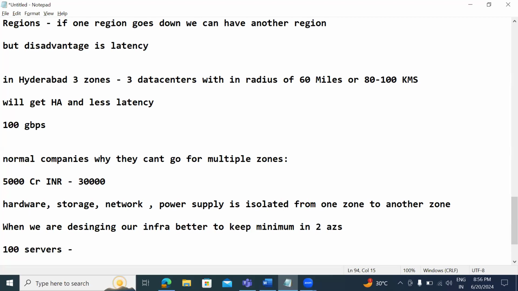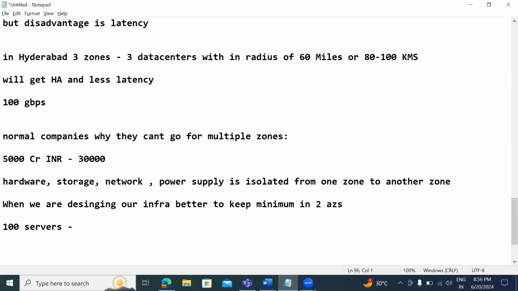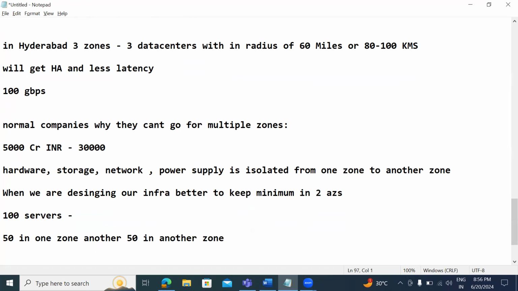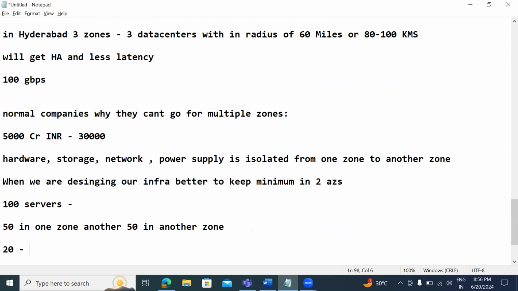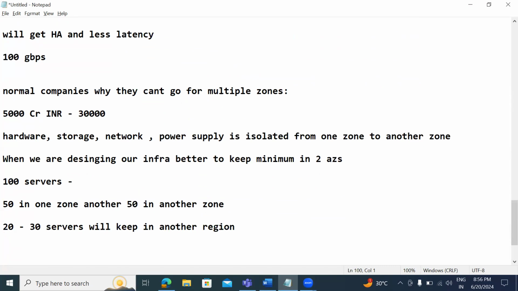Maybe 50 in one zone and another 50 in another zone. Otherwise, maybe 30, 30, 40 also we can go. Then 20 to 30 servers we will keep in another region also. That means if your business needs 100 servers, it's better to go 20 to 30% higher, because that needs to be included in the budget itself. Don't go with only 100 servers. We need to keep a buffer of 20 to 30 servers, and that's recommended.